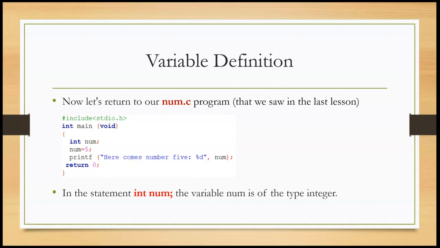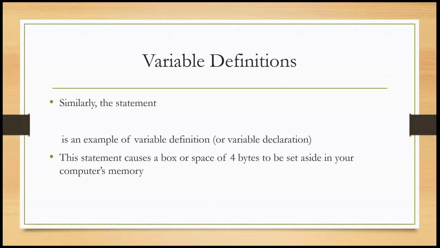Now let's return to our num.c program that we saw in the last lesson. In this program, the statement int num is the variable definition. And in this statement, int num followed by semicolon, the variable num is of the type integer. Similarly, the statement int value followed by semicolon is an example of variable definition or variable declaration.